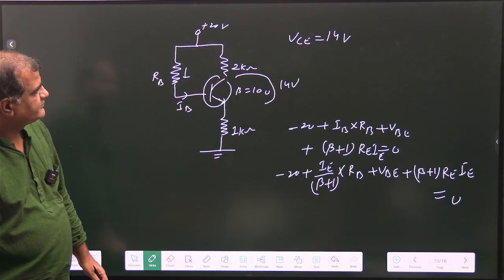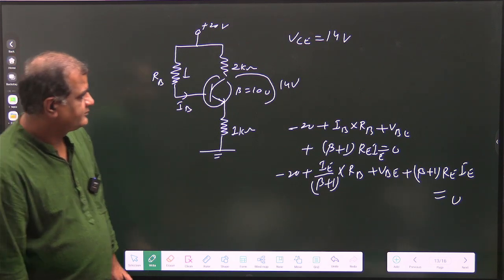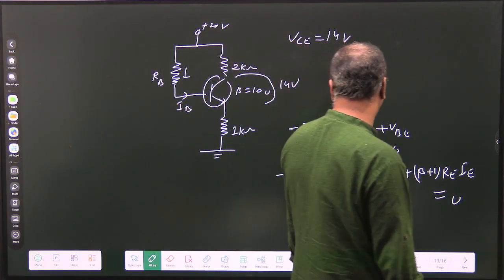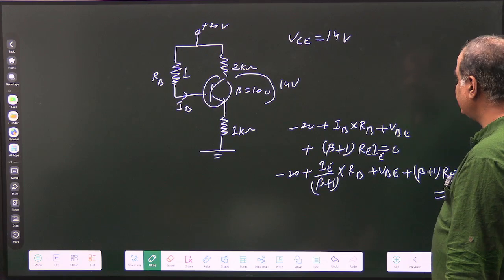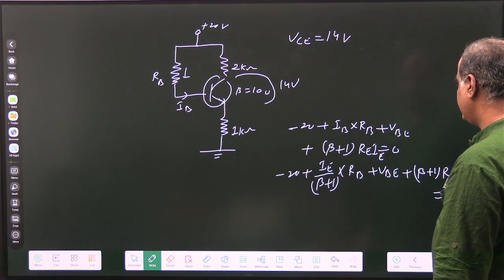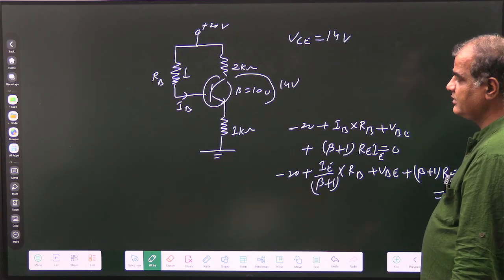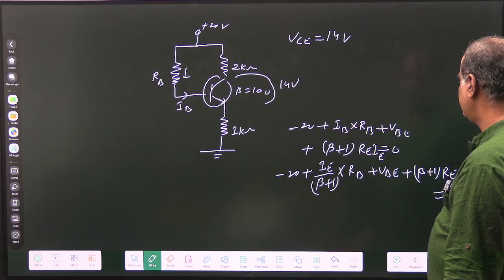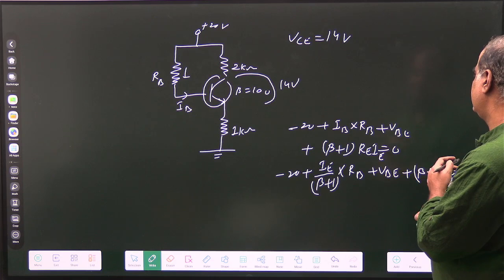Tell me, why do we need beta plus 1? No, but what is the advantage? I'm asking how to solve this problem. See, in the equation, beta plus 1 is directly between IE and RE, right?